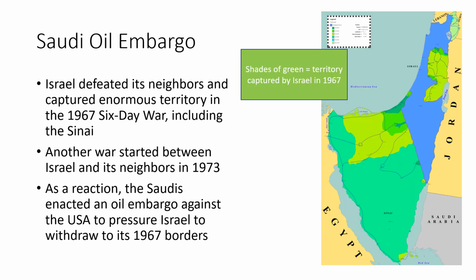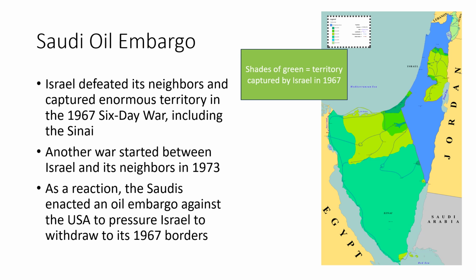The Saudi oil embargo. Israel defeated its neighbors and captured enormous territory in the 1967 Six-Day War, including the Sinai Peninsula. Another war started between Israel and its neighbors in 1973, called Yom Kippur. As a reaction, the Saudis enacted an oil embargo against the USA to pressure Israel to withdraw to its 1967 borders.